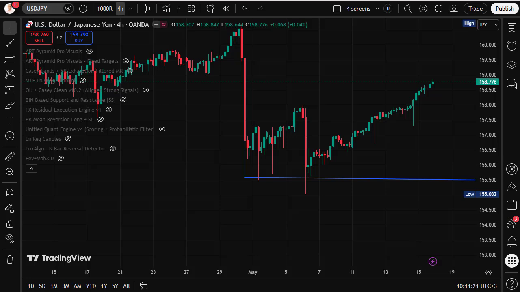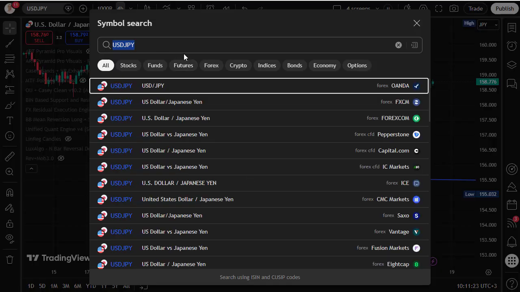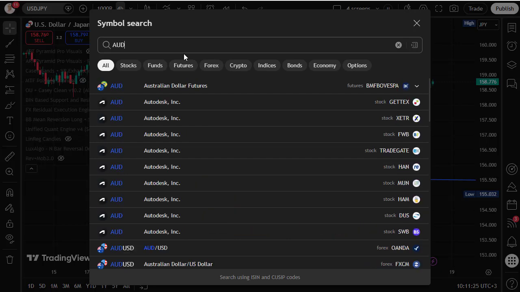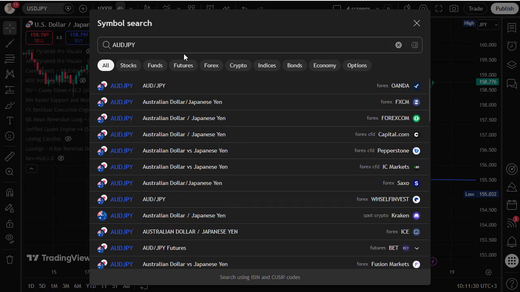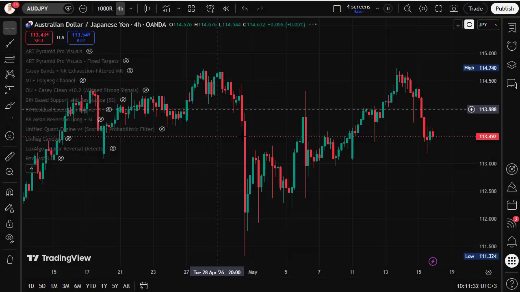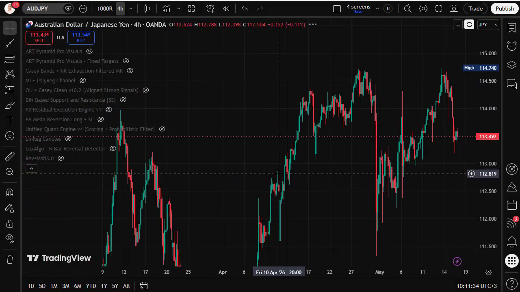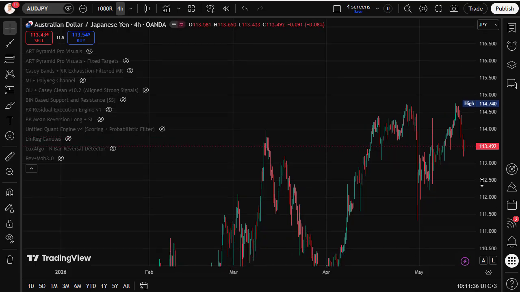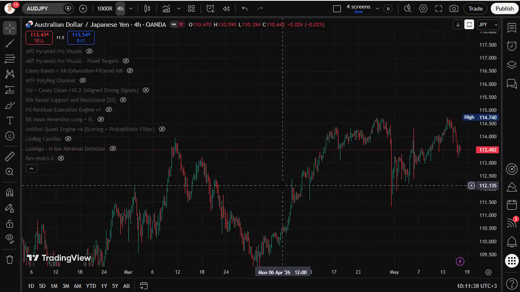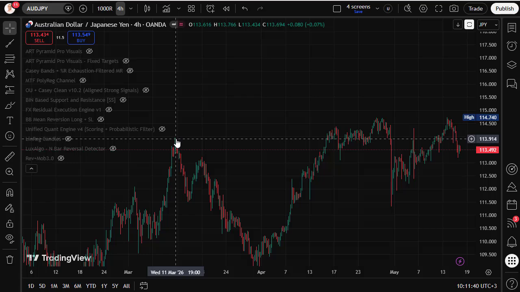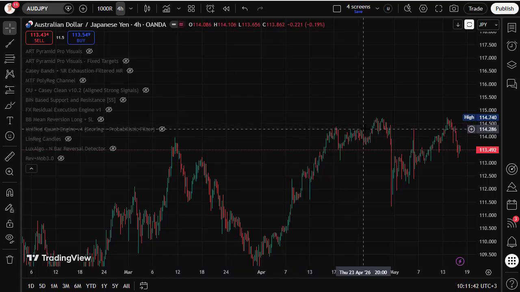Would you like to see another example with, let's say, Aussie yen, because the last few days we had some risk off, stocks were dropping, we had news. So look at this again. So this is the 4 hour.